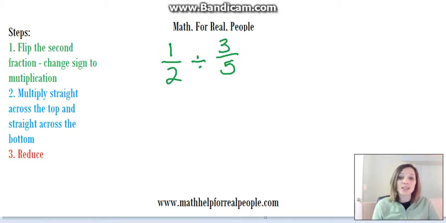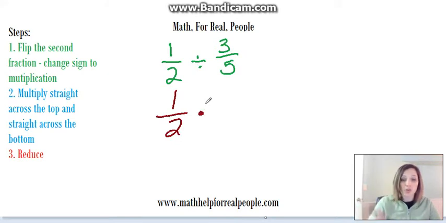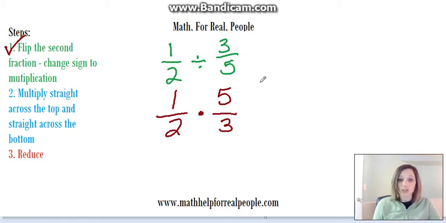But you rewrite the entire thing back down here, so you have 1/2. You multiply it by the flip, so the bottom becomes the top, and the top becomes the bottom. Now you are on to step 2, which is multiply straight across the top and straight across the bottom again. So then you are left with 5/6, and then you look to reduce, and you cannot, because the top and the bottom cannot be divided by the same thing.